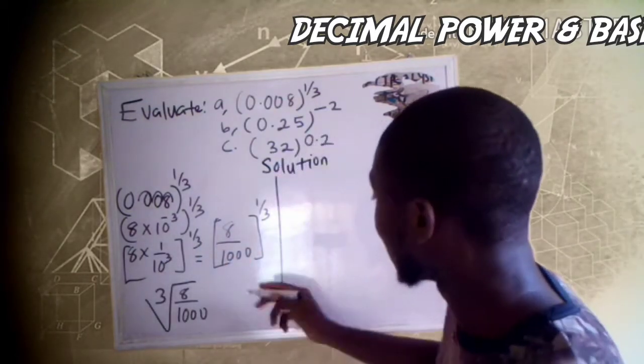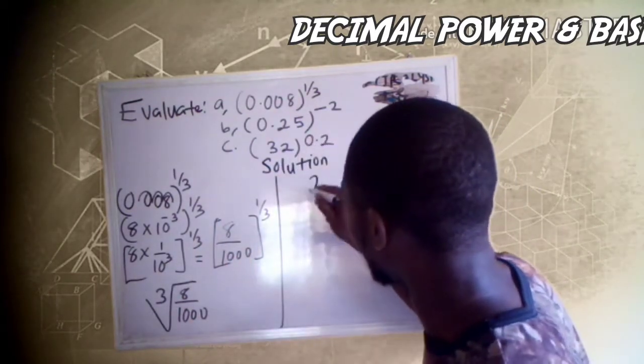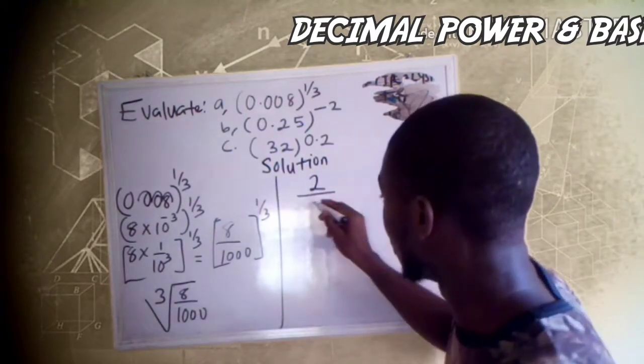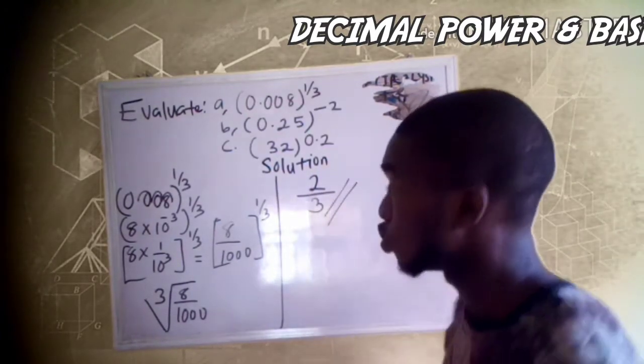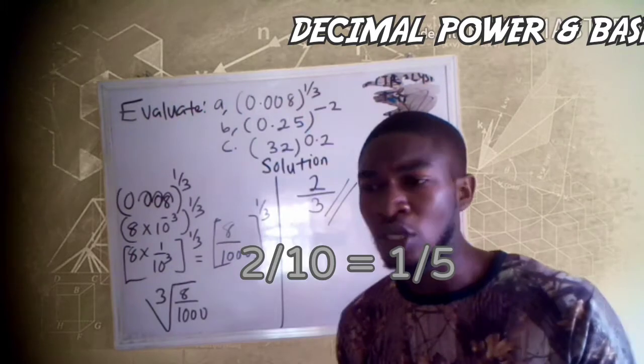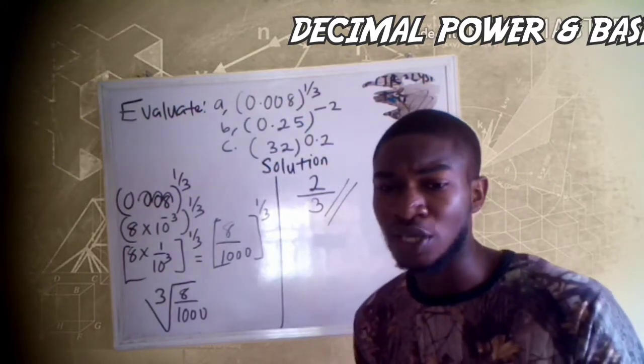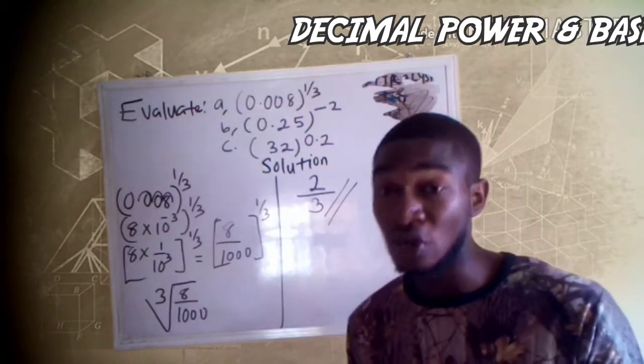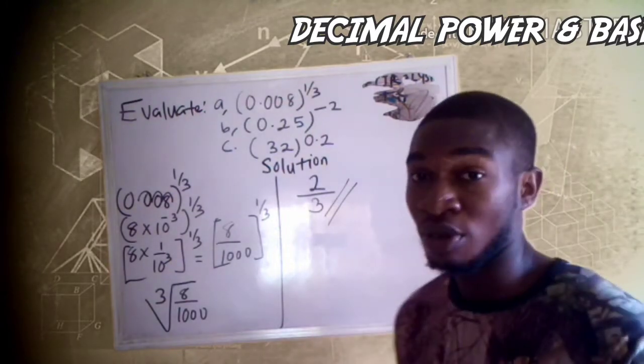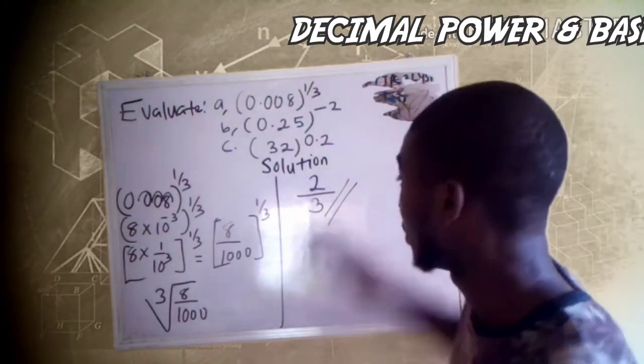So we'll now have that the cube root of 8 is equal to 2, and the cube root of 1000 is 10. So our answer is 2 over 10. So it is quite easy. Just convert the decimal to a fraction and then solve, applying the laws of indices. Okay, I believe we can wipe this one out at this point in time.